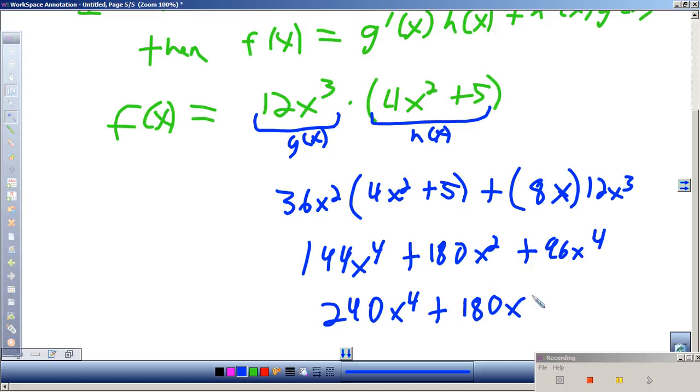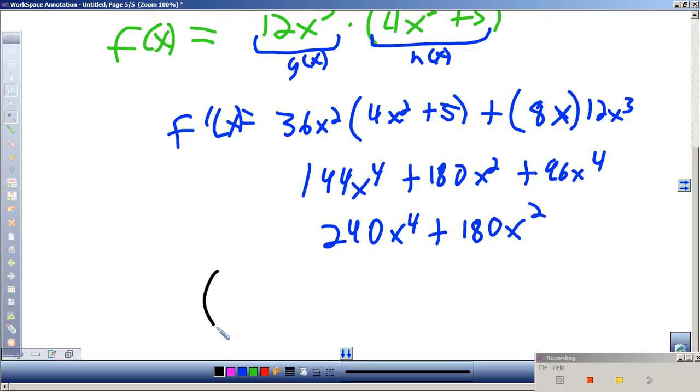Is this f prime of x? Yeah, f prime, so I should put that there. So 180x squared. Now, in this case, it probably would have been easier to just distribute this out, right? And then do the derivative there. When might this be more difficult?